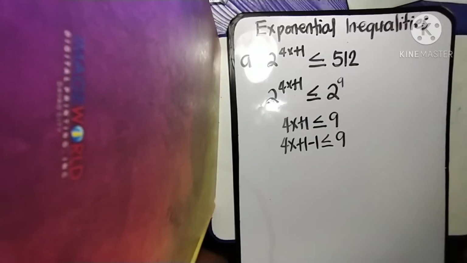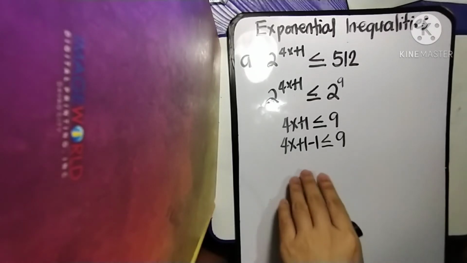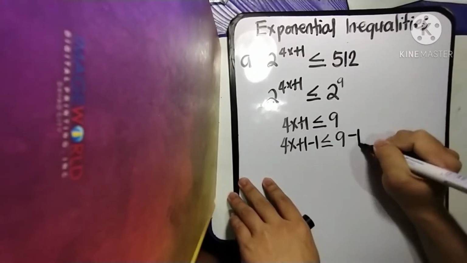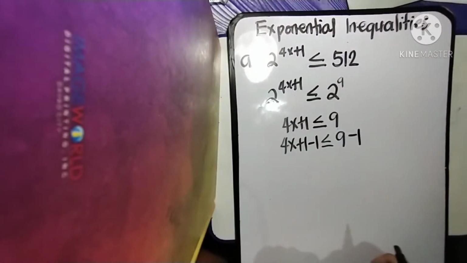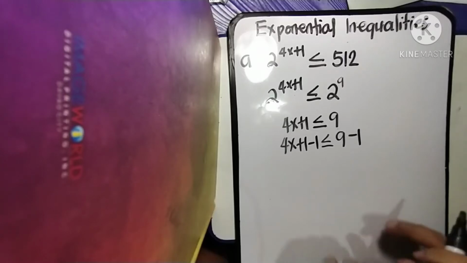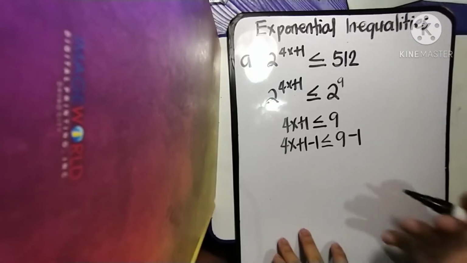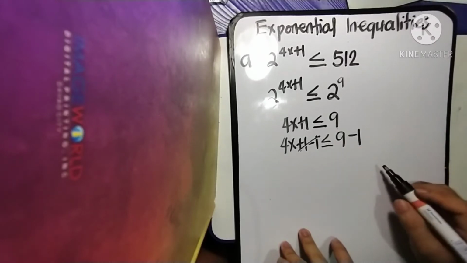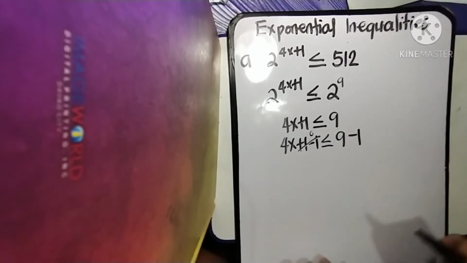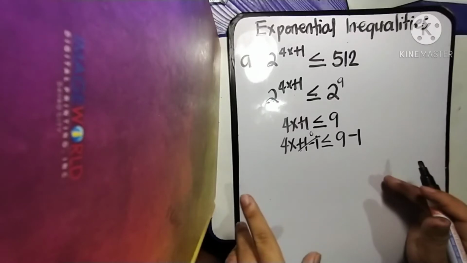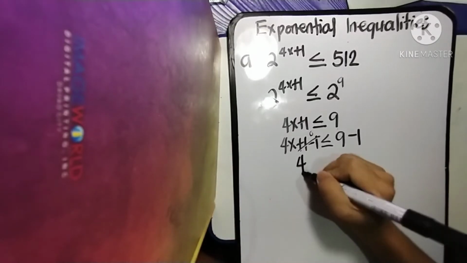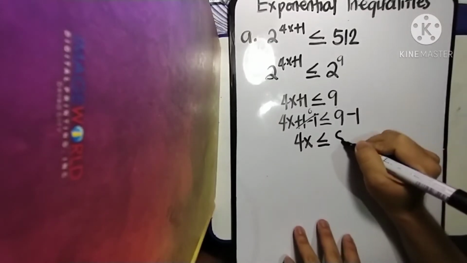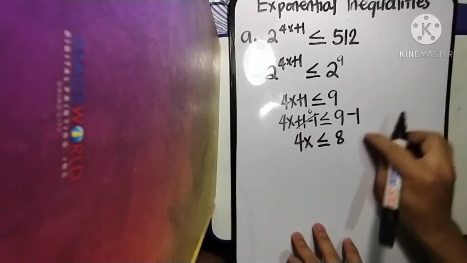Now, since we subtract on this side, we must subtract on the other side too to maintain the balance of the equation. That is the rule of subtraction. So, cancel. 1 minus 1 is 0. What remains on the left side is 4x is less than or equal to positive 8, since 9 minus 1 is 8.